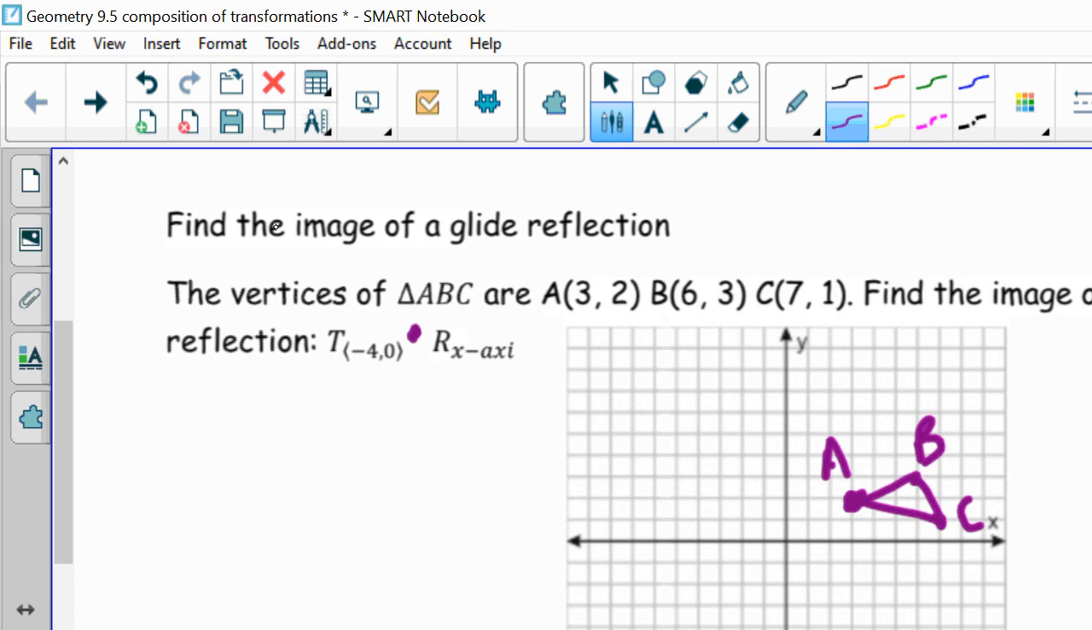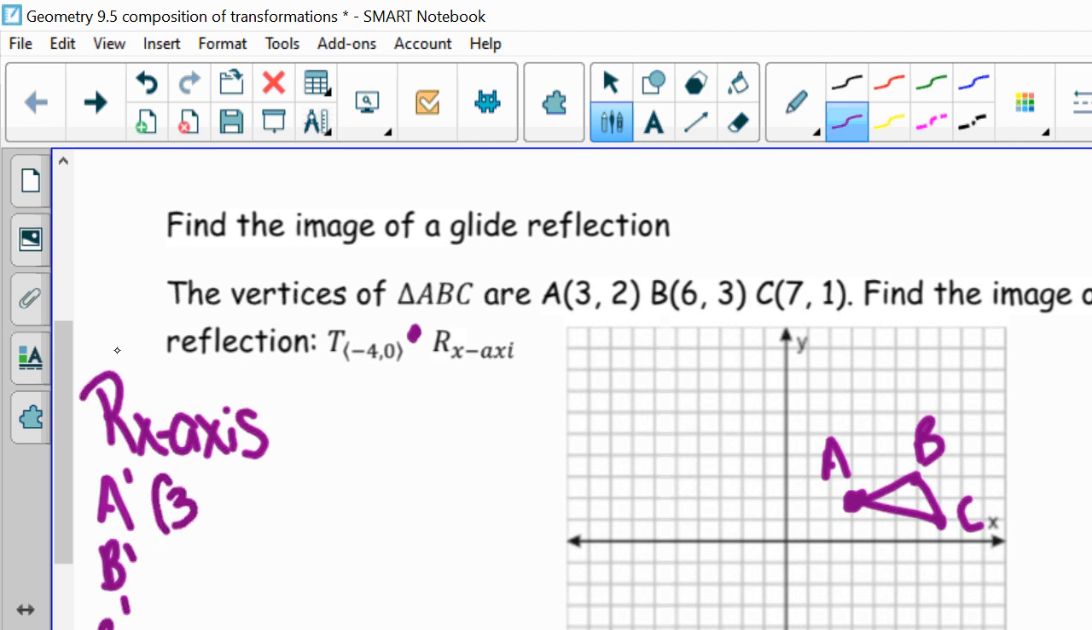So first I want to reflect over the x-axis. I'm just going to list my A, my B, and my C. Remember that when I reflect over the x-axis, so this is A prime, B prime, C prime, I keep the x's and I change the y's. So this is going to become 3, -2. This is going to become 6, -3, and 7, -1.